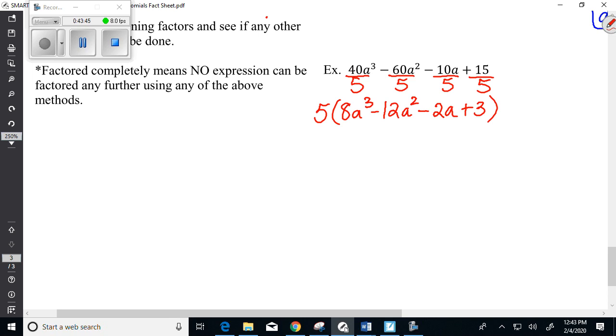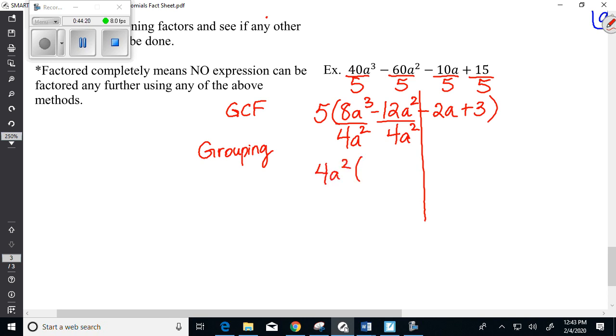So the first thing we did was take out the GCF. Now notice you have 4 terms. So 4 terms means we now follow grouping. Separate into 2 groups. First group, 8 and 12, you can divide out 4. A to the 3rd and a squared, so you can take out a to the 2nd power. So if you take out 4a squared, you're left with 2a minus 3.